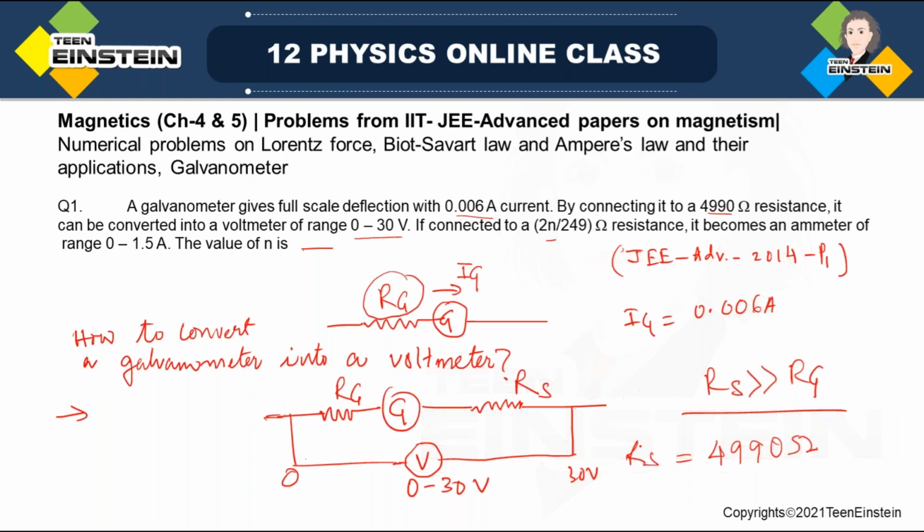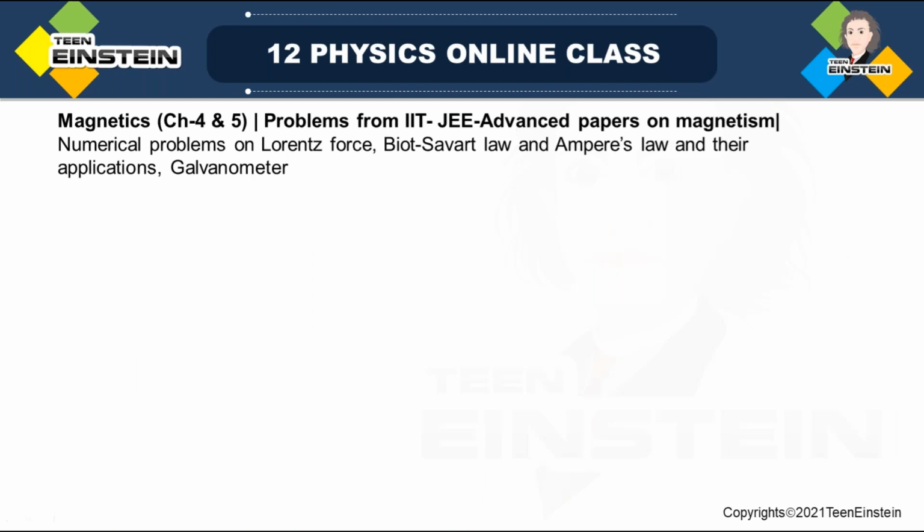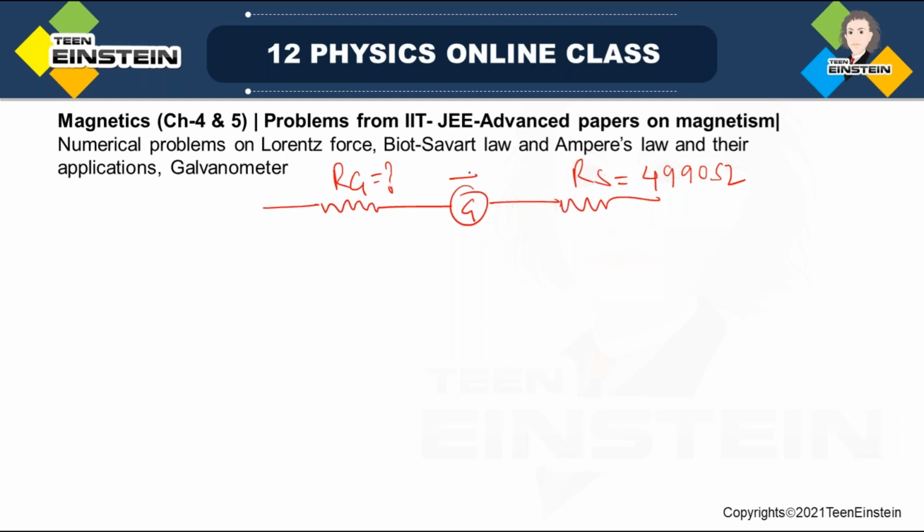So this is the case. Now see, RS is known. Then can you find out what RG is? The answer is yes, we can find out. Let us see what we can do for this. So I'll just do this here itself, or maybe in the next page. So what are the informations given? RS is given. Okay, RG we need to find out, and IG is given.